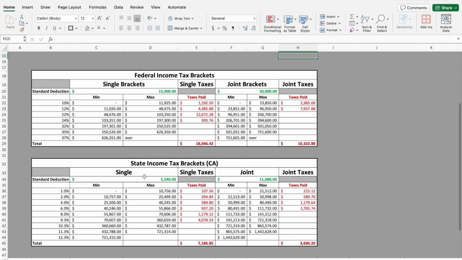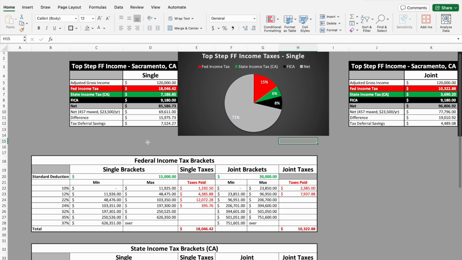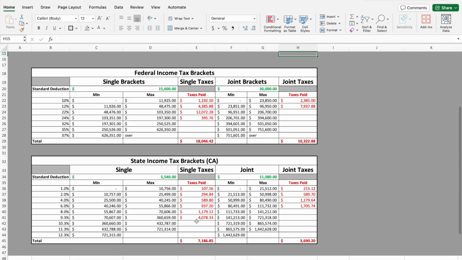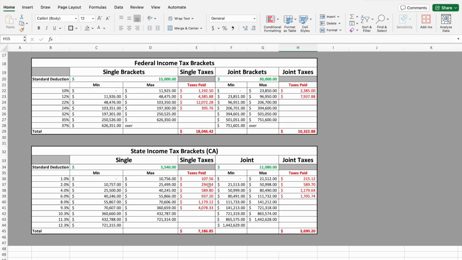And then if we look at the single person who makes 120,000 minus the deductions, we go through the California one. So between 0 to a little over 10,000, you're paying 107, right? You're paying 1% of that, which is $107 in taxes. Between 10,000 and 25,000, you're paying another $294, which is at that 2% rate, and it just keeps increasing. So between 25 to 40,000, you're paying $589. That's the difference between this number and this number times 4%. And you work your way up to the maximum amount.